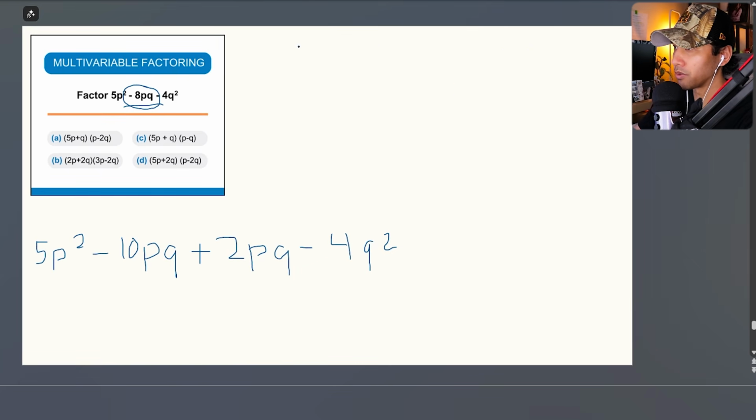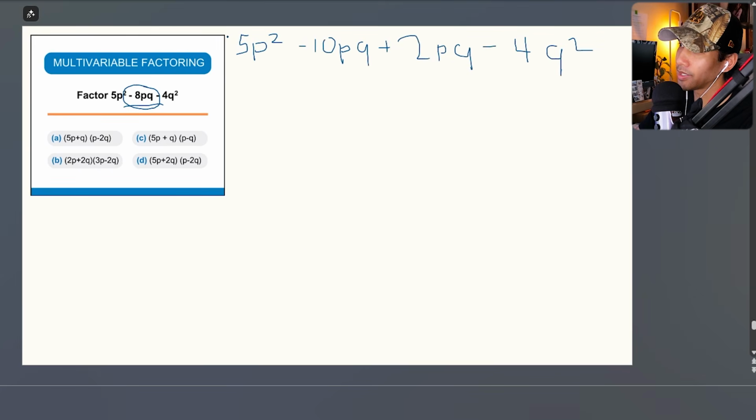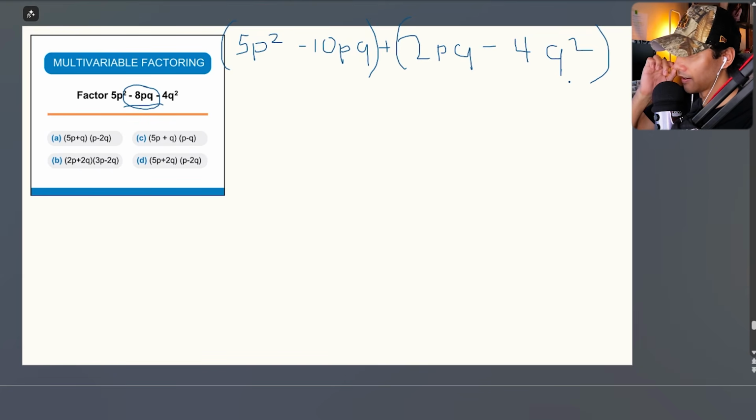So I'm actually going to rewrite everything up here so I have all the work for you guys to see. So what we did was we split this. Now we have to group them. Now we have to group these terms together. So we're going to group these two terms, and we're going to group these two terms. And you're going to rewrite it exactly like this.